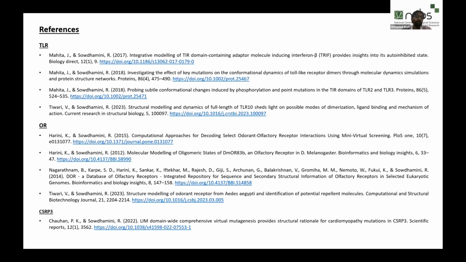In the third section, we have CSRP3 from Pankaj Chauhan, and he talked about cardiomyopathy mutations in the CSRP3 protein.